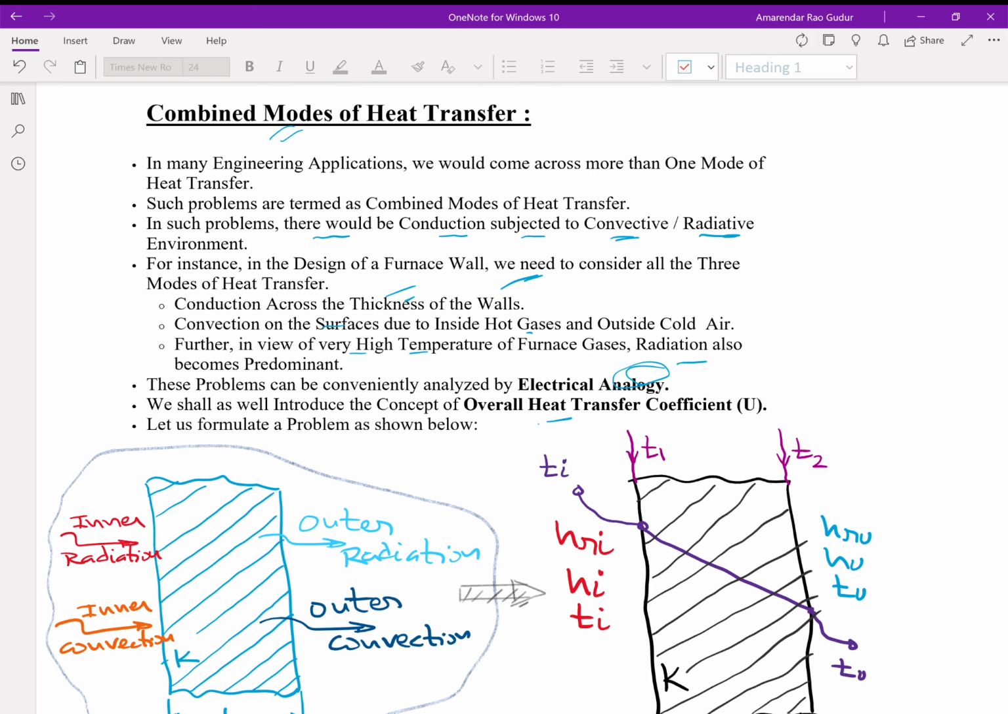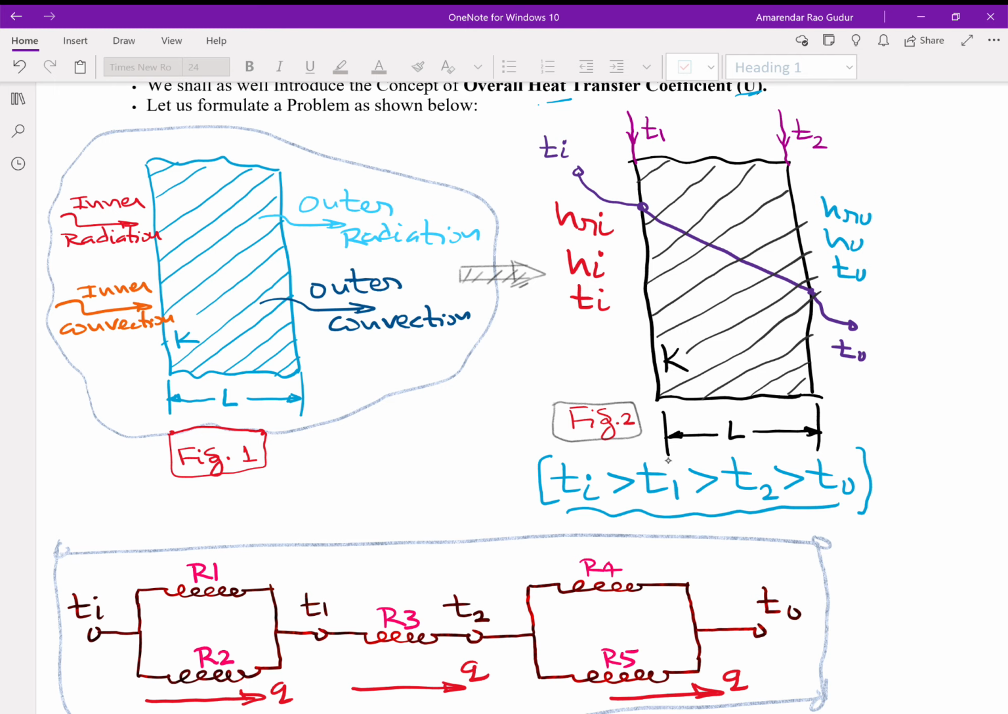Let's imagine we have a wall of some thickness L made up of some material having thermal conductivity K. And on the left side we have very high temperature gases involving inside radiation, inside convection. And whatever heat is reaching the left side surface by radiation and convection will be conducted along the thickness of the wall. Then whatever heat is reaching the right side surface will be going away partly by radiation and partly by convection.